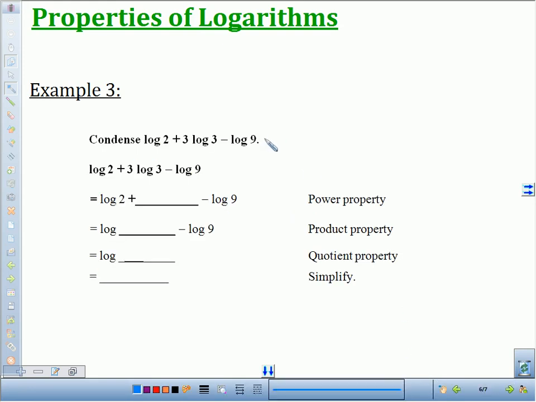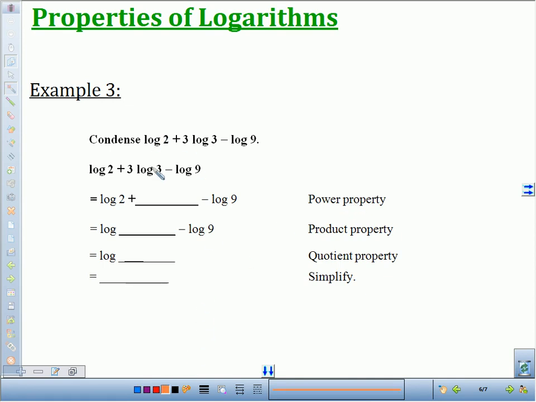Alright, if we wanted to condense the logarithm, as you can see here, we can use the properties again. Let's see here, I have log of 2 plus 3 log of 3 minus log of 9. Now, since I started with the quotient property, then went product property, then power property when I expanded, usually when I condense, I'll want to go power property, then product property, then quotient property. It's not necessary to do it that way every time, but it does make life easier in the long run. So we start with the power property.